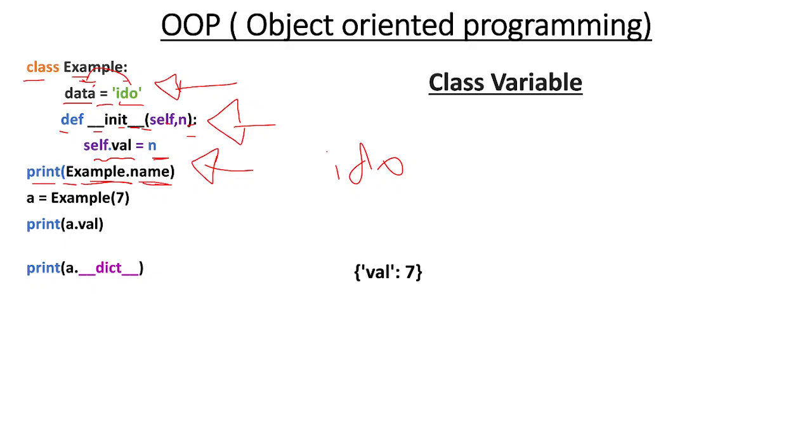Then let's create an object called a. So we have a equal sign Example class, and inside the parentheses we place integer 7, so our parameter n will be assigned an integer of 7.